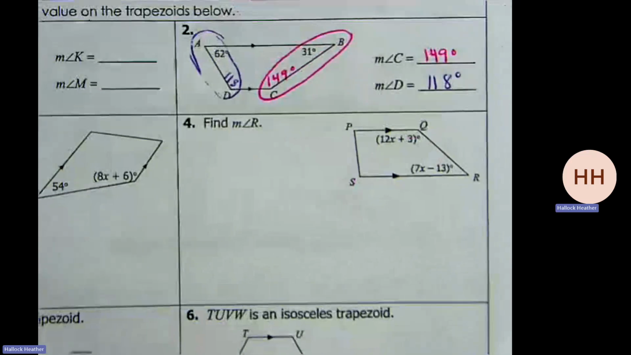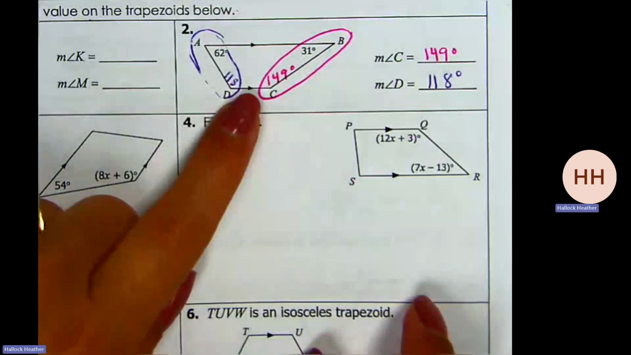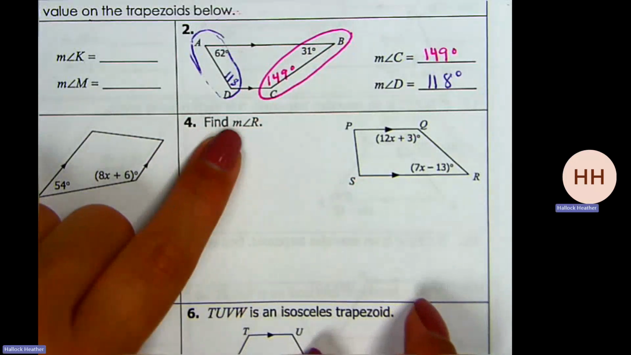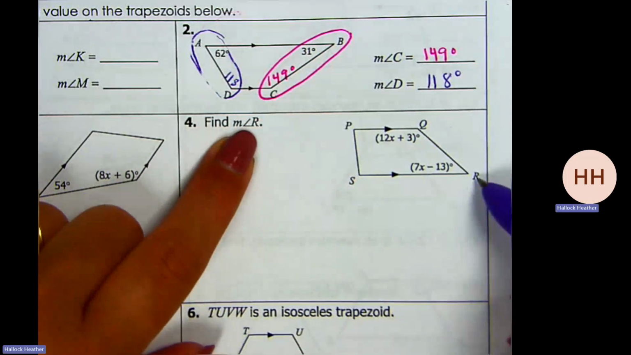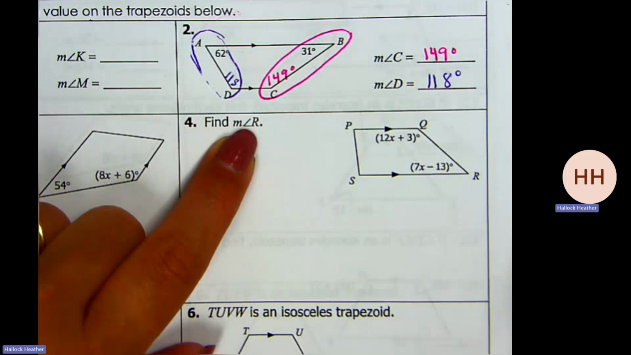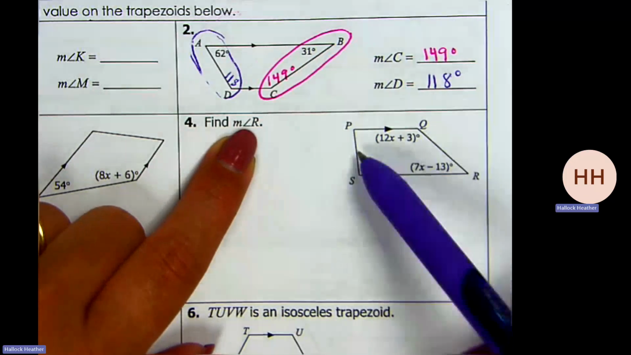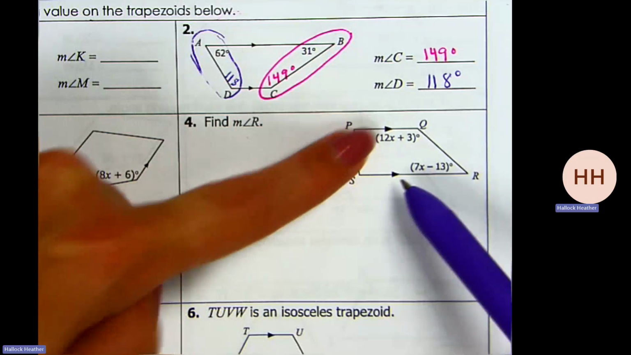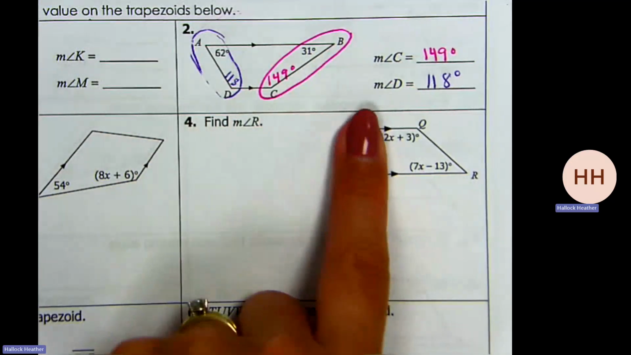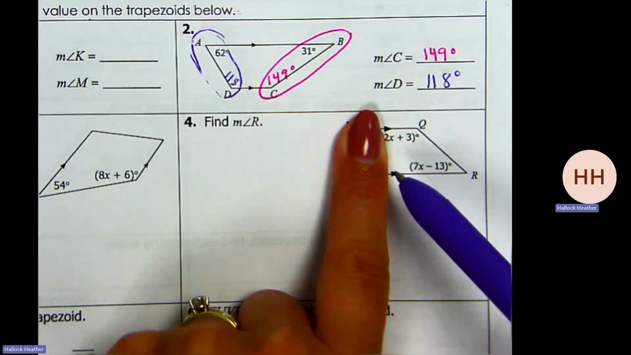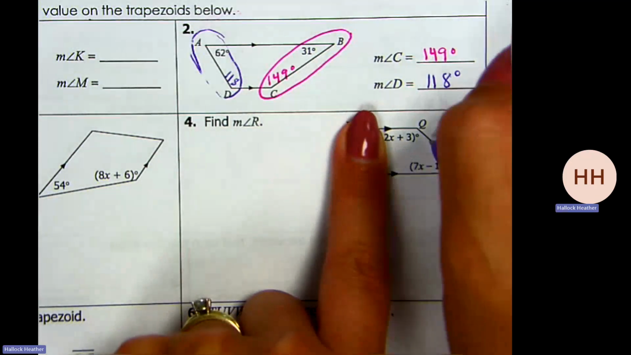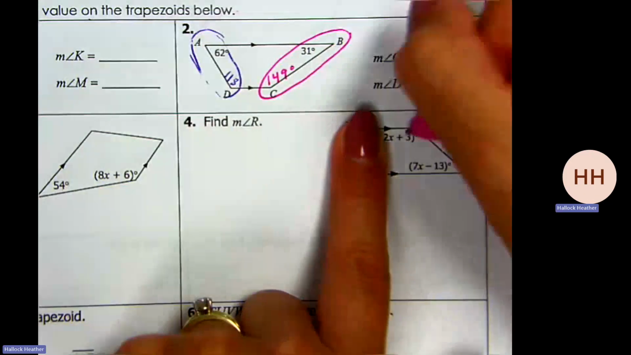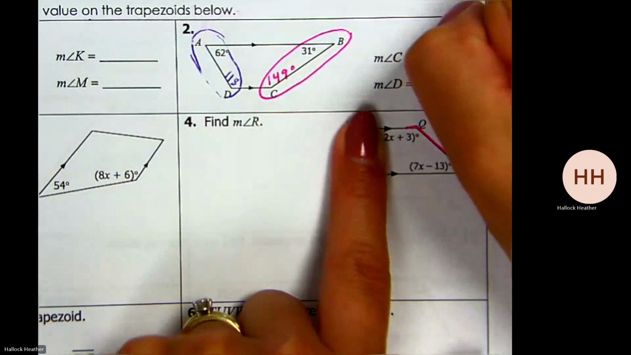Number 4 says that I have to find the measure of angle R, so I'm going to have to plug it back into angle R. This is not an isosceles trapezoid because the sides are not congruent, but I do have my 2 parallel lines. So I'm going to put my finger right on top of my little arrows, so my arrows line up. This side together needs to add to make 180 together.